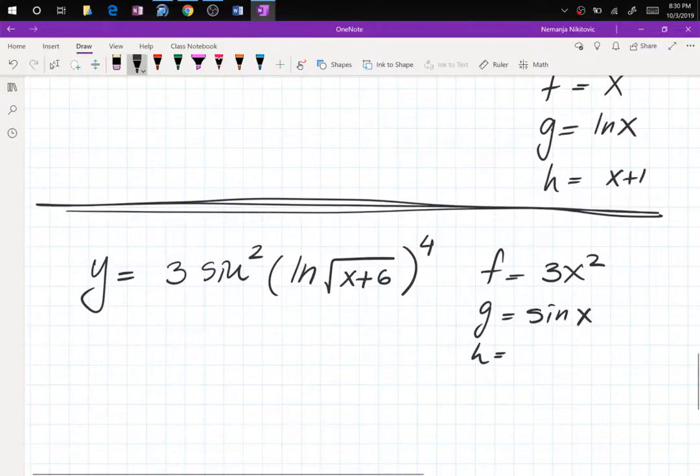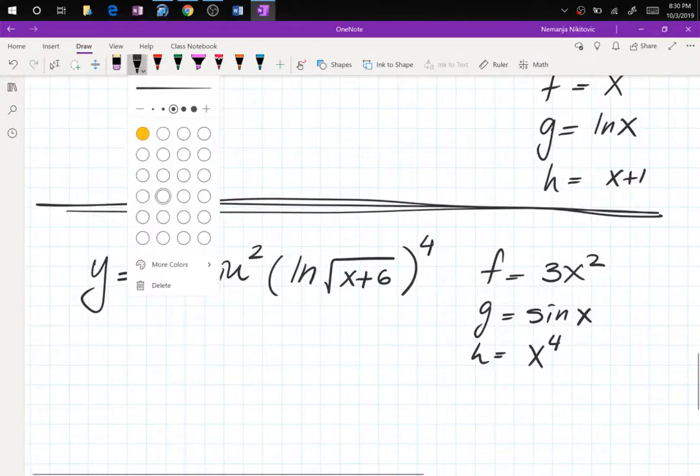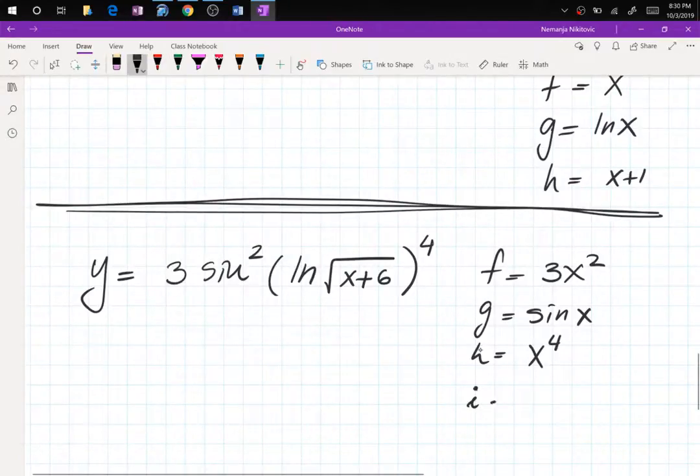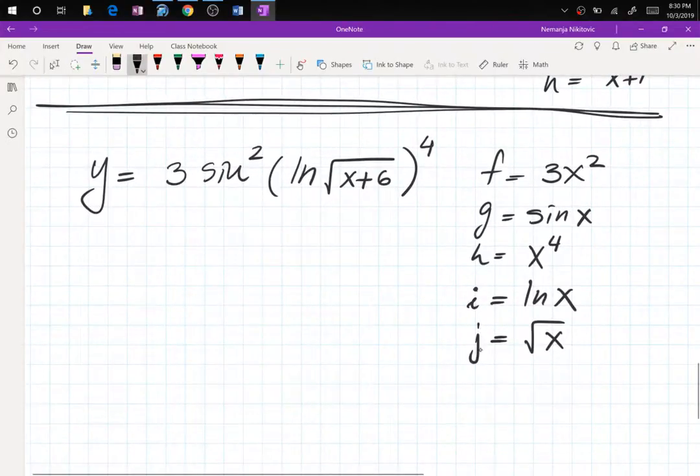Now, this x of a sine was raised to the 4th power. And this x, what letter should I use? I. The function I of x will be ln of x. And then the next one in, what's the next letter we use? J. It is going to be the square root of x. And the final one, k, is going to be x plus 6.